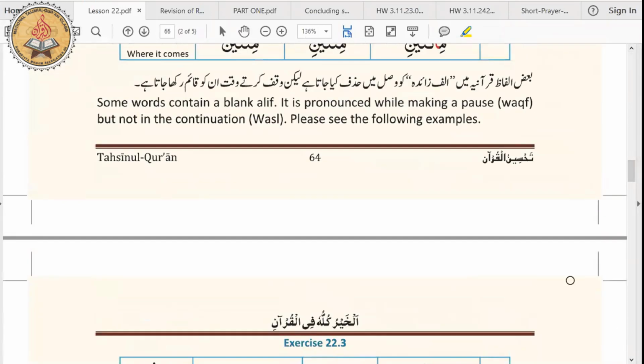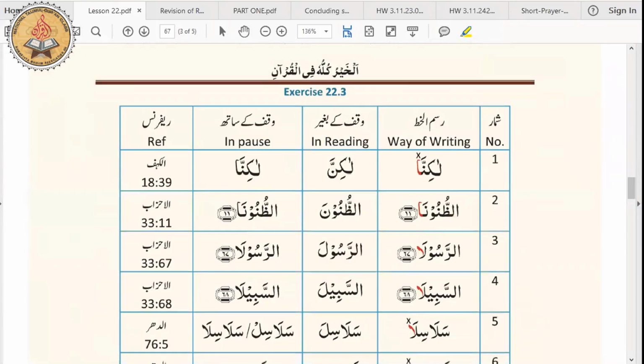So some words, and it's again alif zaida. Some words contain a blank alif, and it is pronounced while making a pause but not in the continuation. So it is one of the rules related to alif zaida as well. When we are doing waqf, we include alif zaida in our recitation, but when we are reading in continuation, we don't include alif zaida. So these are some of the examples of it.